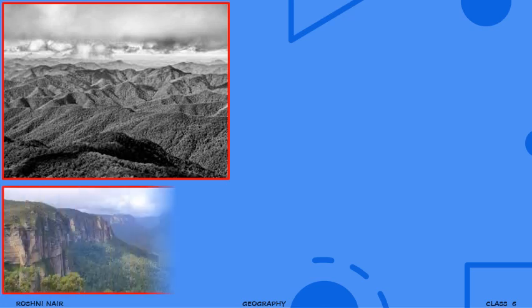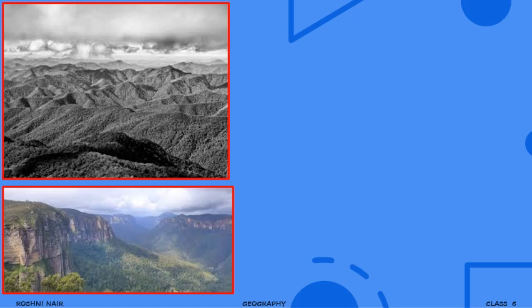Let me show you one more picture. The Eastern Highlands are also called the Great Dividing Range, as I mentioned. Why are these known as the Great Dividing Range? Because the mountains form the main watershed of Australia. And let me show you another picture. These pictures are of the Great Dividing Range.